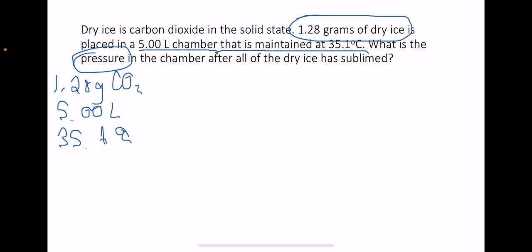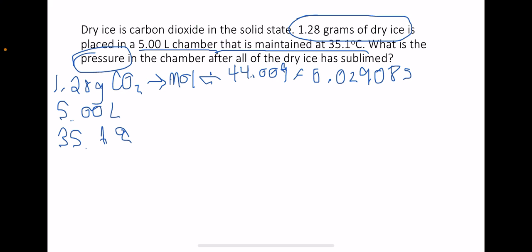So when we see this grams here, we know we're going to have to convert that to moles. And the way we do that is by dividing by the molar mass, right? And the molar mass for that is going to be 44.009. So that will tell us how many moles we actually have of this substance. If you put that in your calculator, you should get 0.029085. So that's going to represent our n.